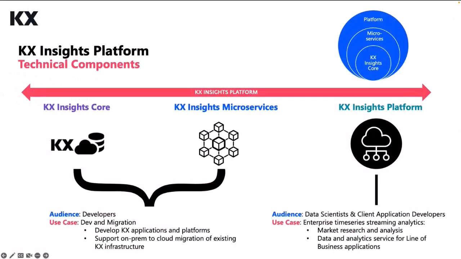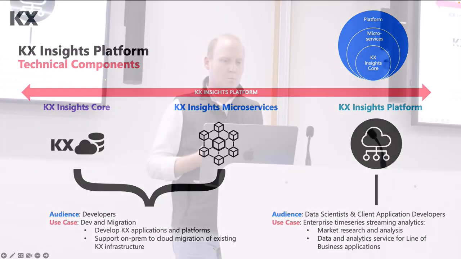Then on the right-hand side, at the top of the chain, we've got KX Insights Platform, and this is the end-to-end application, which is built on top of the microservices. It uses Kubernetes to coordinate and control those microservices. So you get a lot of scaling, a lot of integration with cloud platforms. It runs on all of the three main hyperscalers. And the audience here is a bit different. So why would you choose one of these over the other?